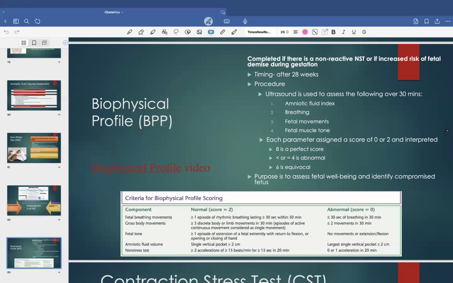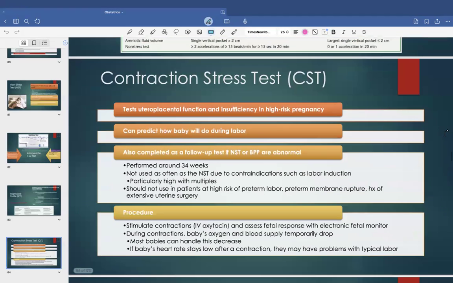The other follow-up test is a contraction stress test, CST. This tests utero-placental function and insufficiency in high-risk pregnancy. It can predict how the baby will do during labor, or how the fetus will respond to the stress of contraction. It is believed that fetal oxygenation will transiently worsen with contraction.